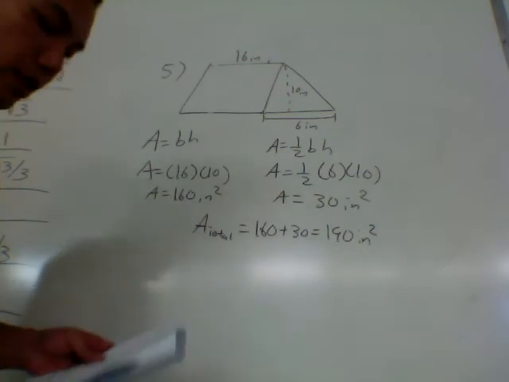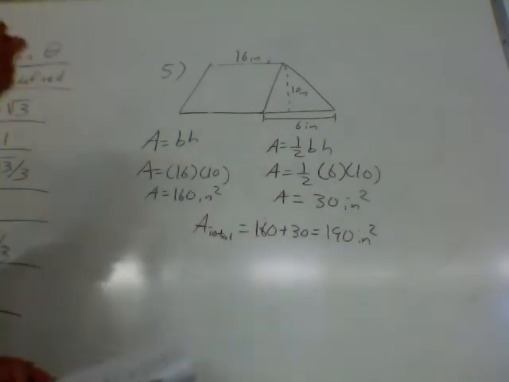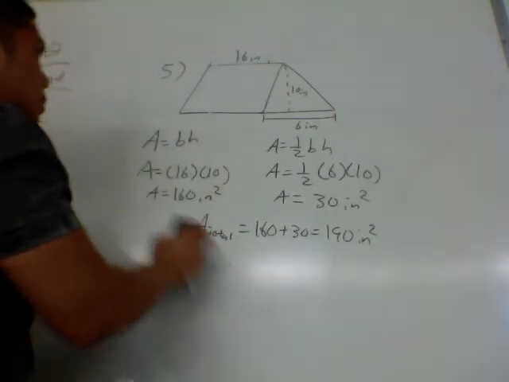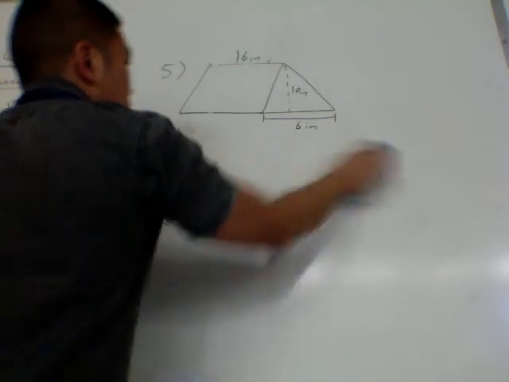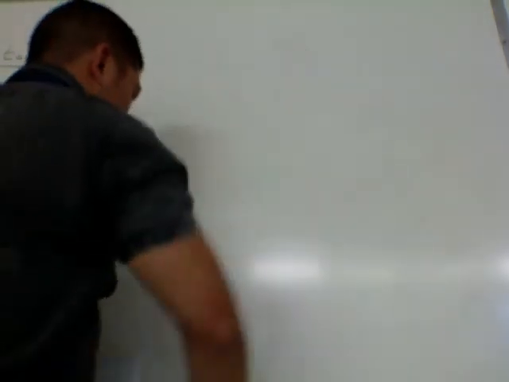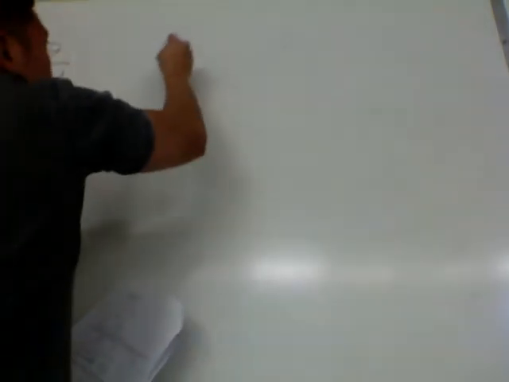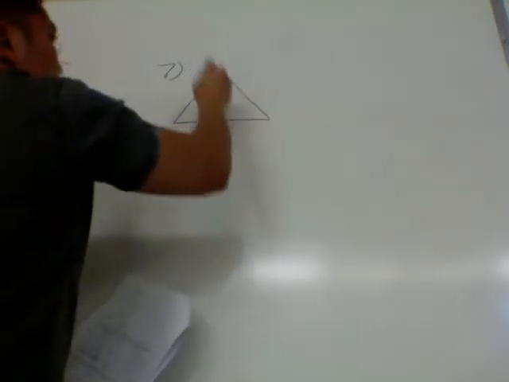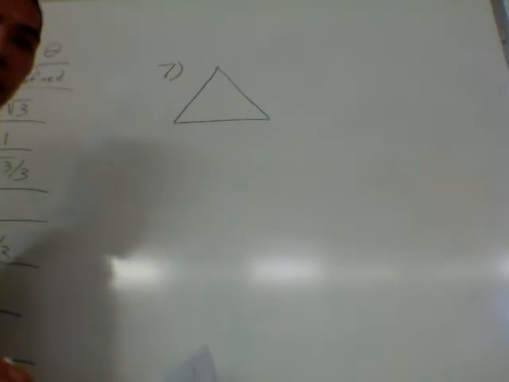So let's move on to number 7. Now, number 7 and number 8 I did in class, but I just wanted to refresh everyone on how to do this one. So for number 7, whenever you have a regular polygon and you're trying to find the area, you need to find the apothem and you need to find the perimeter.